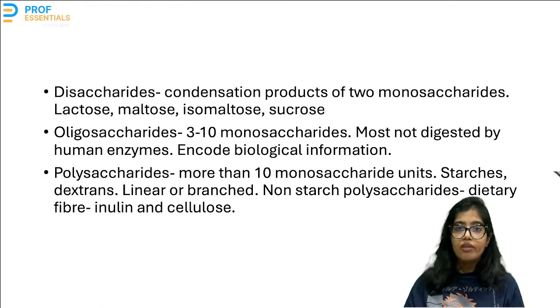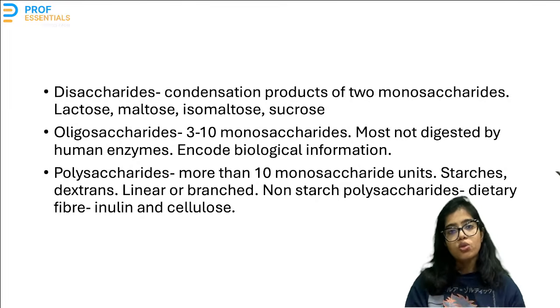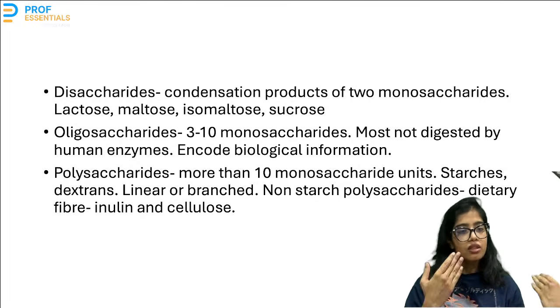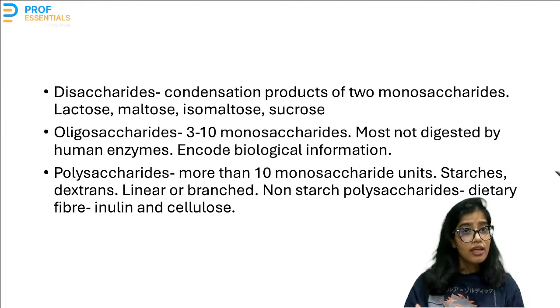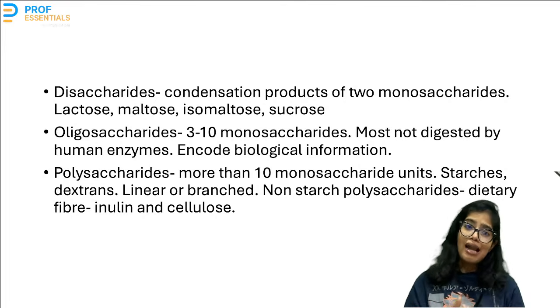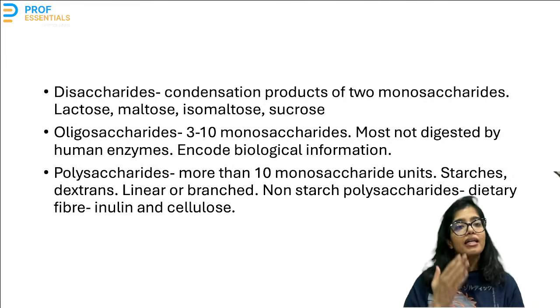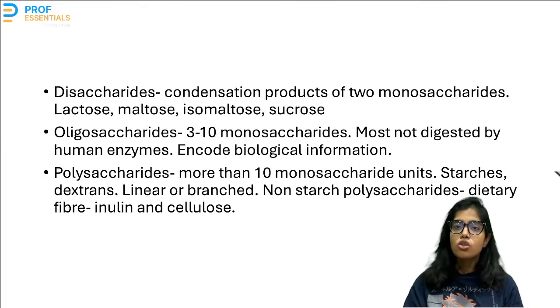So we are over with monosaccharides. Monosaccharides can be divided into trioses, tetroses, and the like, depending upon the number of carbon atoms. Monosaccharides can be divided into aldoses, ketoses, or polyols. Next, we come to disaccharides. Disaccharides are the condensation products of two monosaccharide units. Di means two. So two monosaccharides will combine to form one disaccharide.